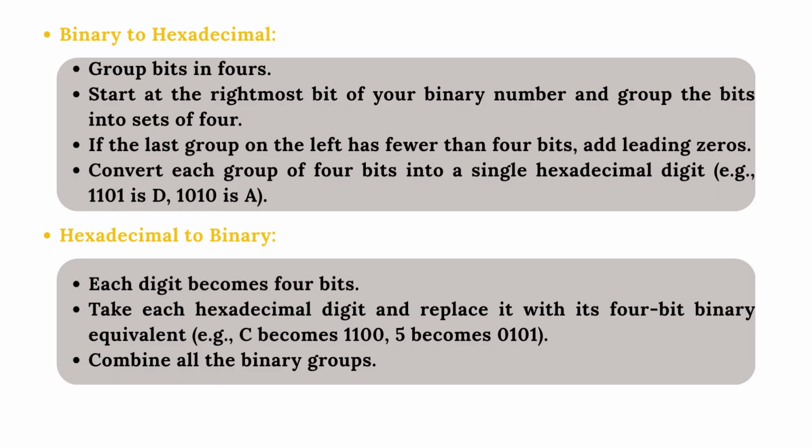For hexadecimal to binary, each digit becomes 4 bits. Take each hexadecimal digit and replace it with its 4-bit binary equivalent. For example, C becomes 1100, 5 becomes 0101. Combine all the binary groups.